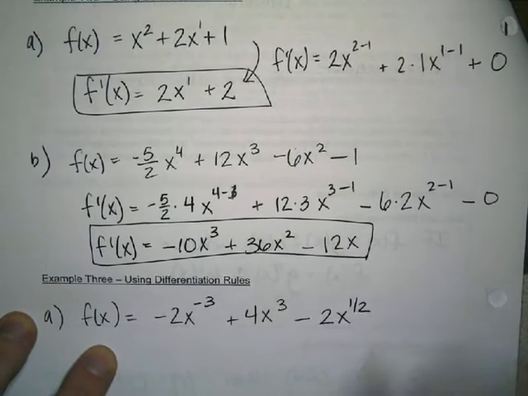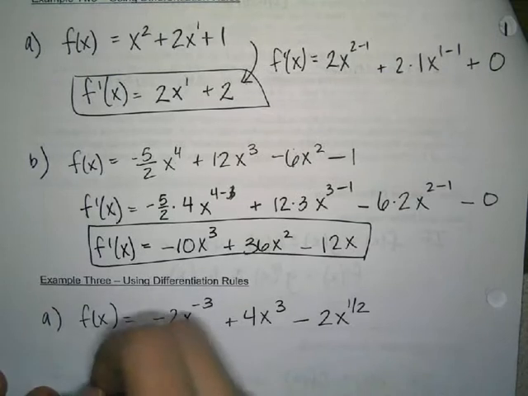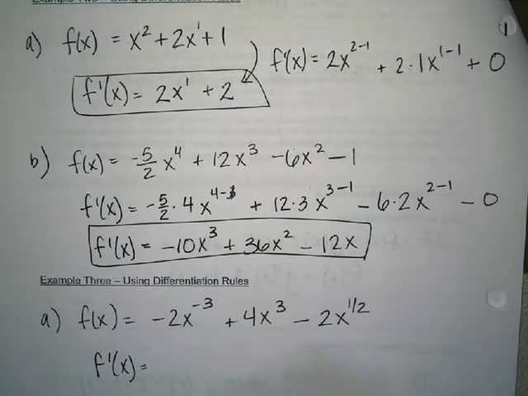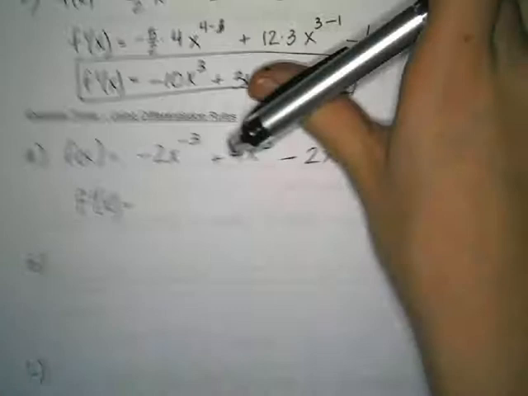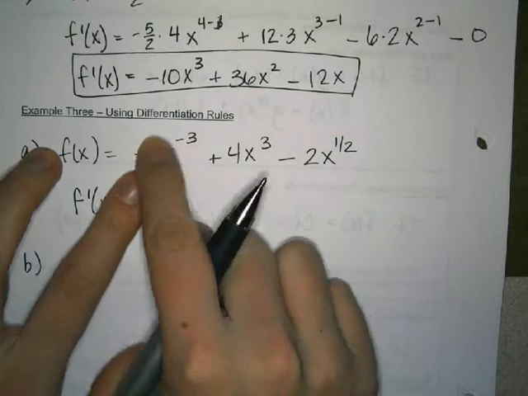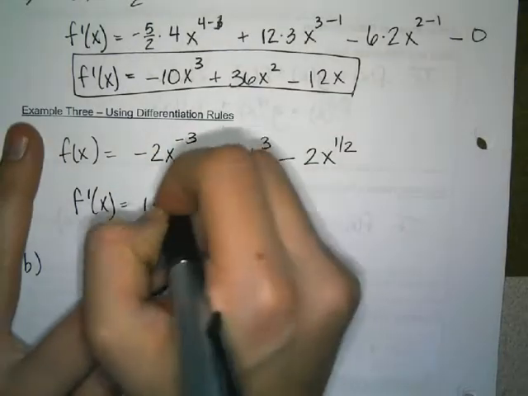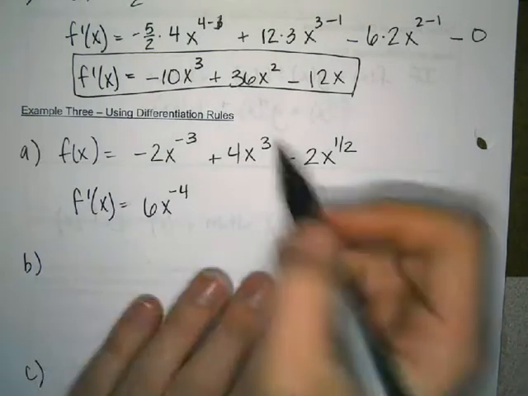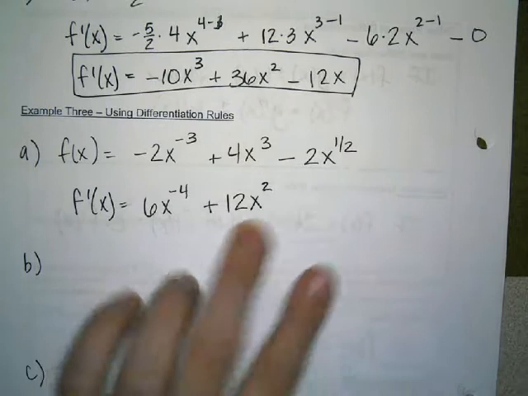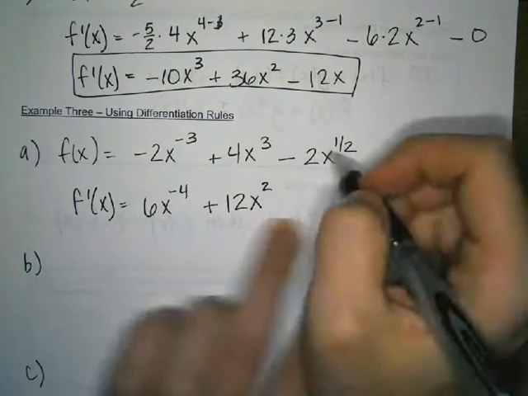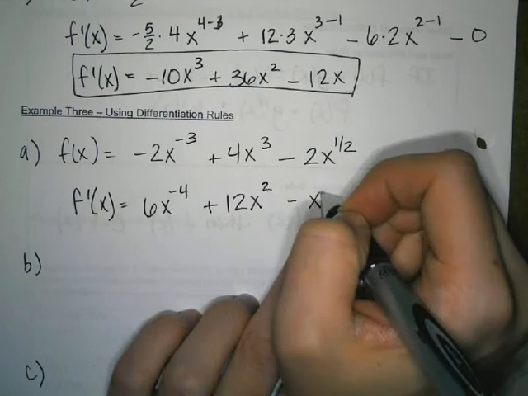So f prime. Okay, I'm going to do this one without writing all the little steps, like up here. F prime, multiply by original exponent. So negative 2 times negative 3 is 6. Then we're going to subtract 1 from the exponent. Multiply by original exponent. So 12, subtract 1 from your exponent. Multiply by original exponent, so 1, and subtract 1 from your exponent. And that would be your answer.